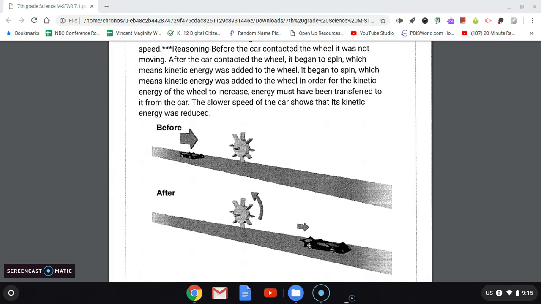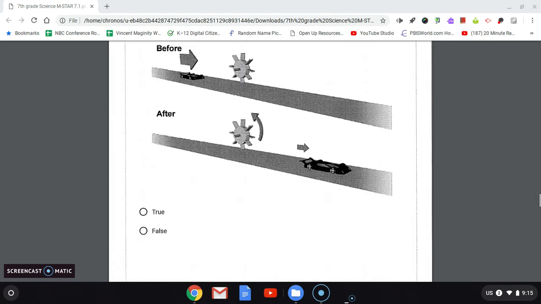Reasoning: before the car contacted the wheel, it was not moving. After the car contacted the wheel, it began to spin, which means kinetic energy was added to the wheel. In order for the kinetic energy of the wheel to increase, energy must have been transferred to it from the car. The slower speed of the car shows that its kinetic energy was reduced. True or false?